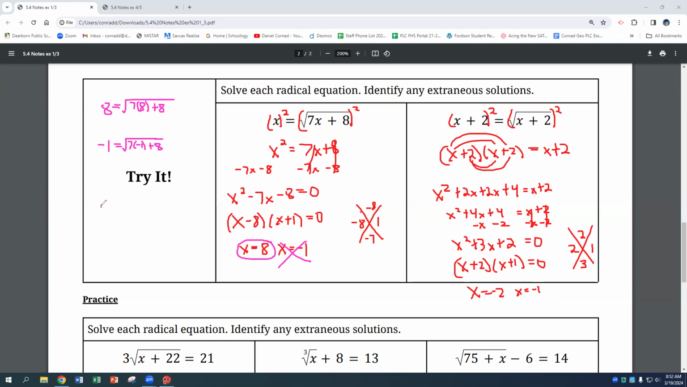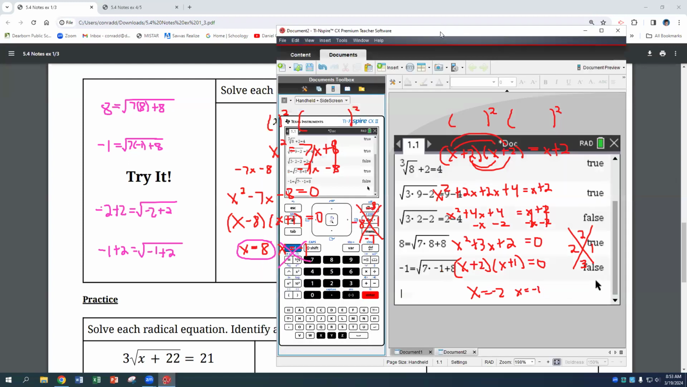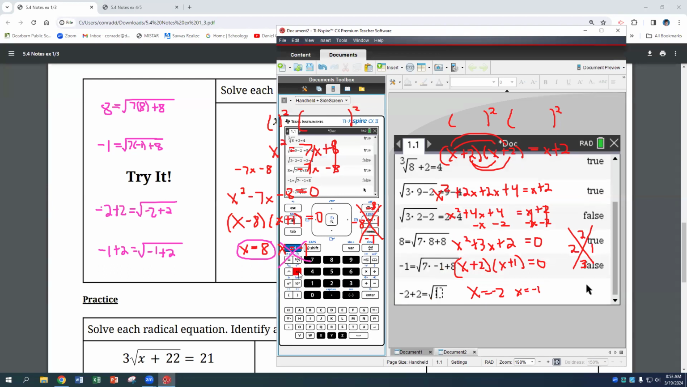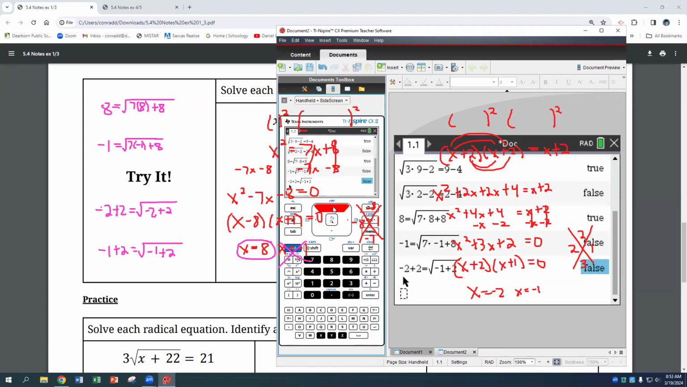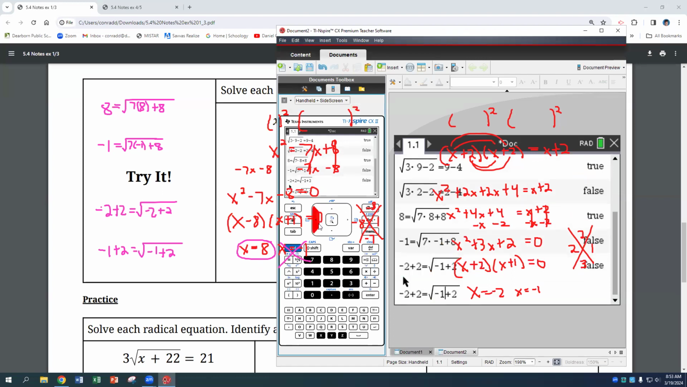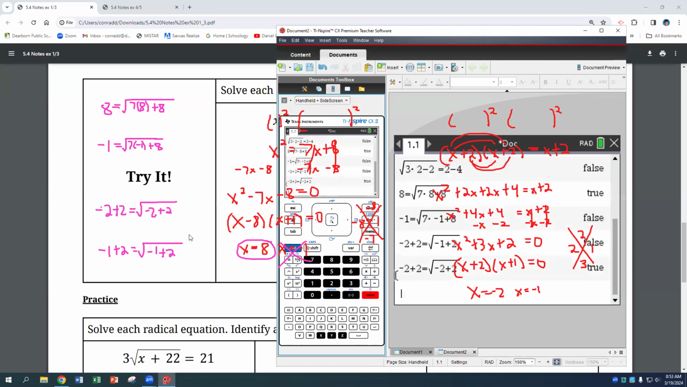So let's see, up here we would have -2 plus 2 equals square root of -2 plus 2. And for -1, we would do -1 plus 2 equals square root of -1 plus 2. So again, you can just go to your calculator. Oh, sorry, -2 plus 2, right? I combined them. Yep, there's the first one, true.